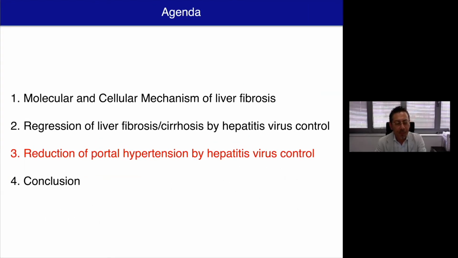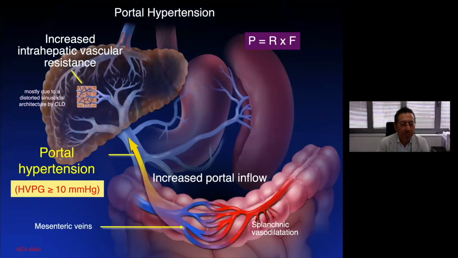Then I will move to the next topic, reduction of portal hypertension by hepatitis virus control. The mechanism in the development of portal hypertension in cirrhosis is an increase in vascular resistance to portal flow due to a distorted sinusoidal architecture. However, a subsequent increase in portal venous inflow secondary to splanchnic vasodilatation maintains the portal hypertensive state.